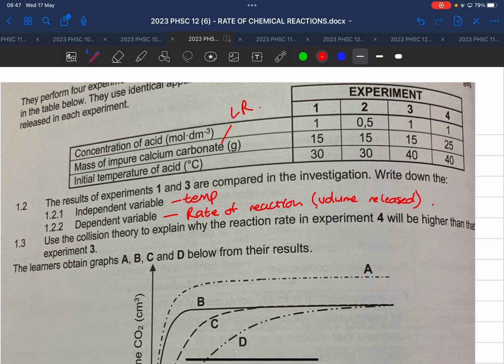Then they ask, use the collision theory to explain why the reaction rate of experiment 4 will be higher than that of 3. So let's see 3 and 4. 1, 1, 15, 25, 40, 40. So what's the thing that is different? It's the mass. Meaning there's more particles. Okay, that counts 3 marks. Give me what will happen. I said experiment 4 will be higher than experiment 3 because the particles have sufficient kinetic energy and correct orientation. Okay, you'll get 0.